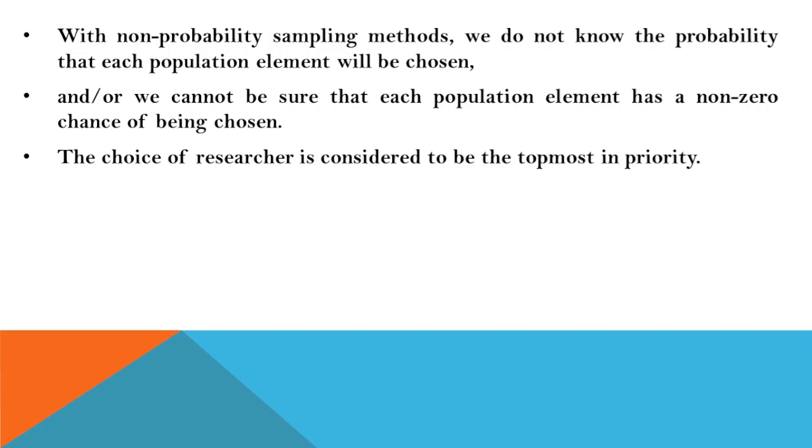With non-probability sampling methods, we do not know the probability that each population element will be chosen, and or we cannot be sure that each population element has a non-zero chance of being chosen. The choice of researcher is considered to be the topmost in priority.